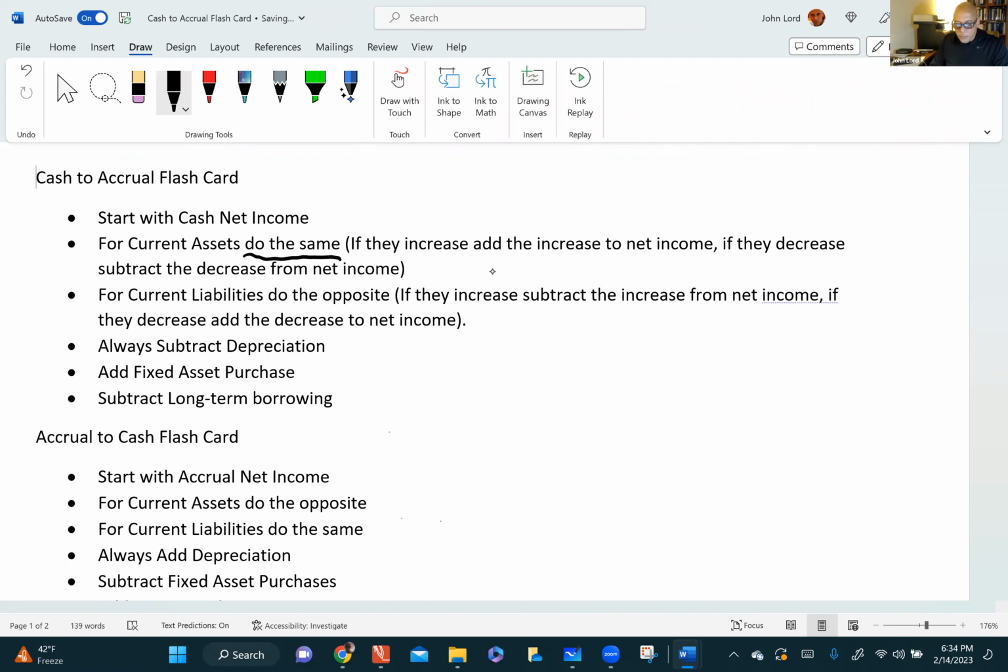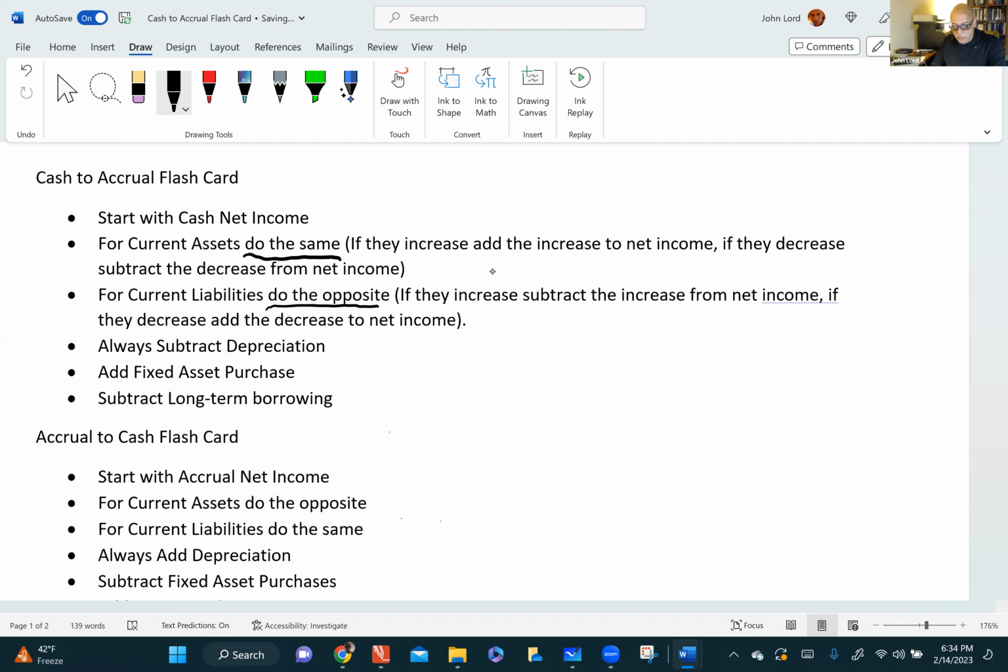Now for current liabilities, do the opposite. They'll give you the net income, information about assets, and information about liabilities. For the information they give you about liabilities, do the opposite. So if the liability increases, subtract the increase from net income. If the liability decreases, then add that decrease. Do the opposite. Always subtract depreciation.